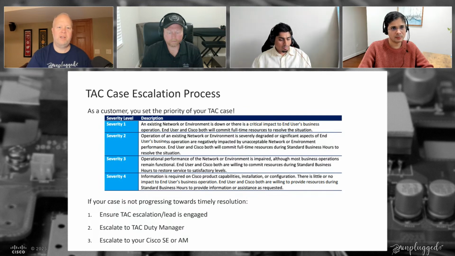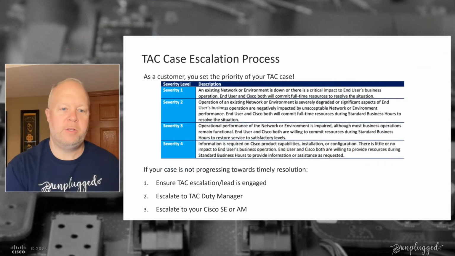But what I like to remind customers is that, more importantly, you set the priority of your TAC case. You may or may not know there are different levels of severity of your TAC cases. Severity level 1 is the most critical, network down emergency, whereas severity level 4 would be where they're looking for some information on installation or configuration. There's really zero or no impact to the business operation there.